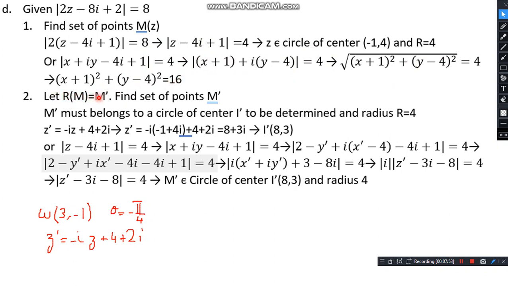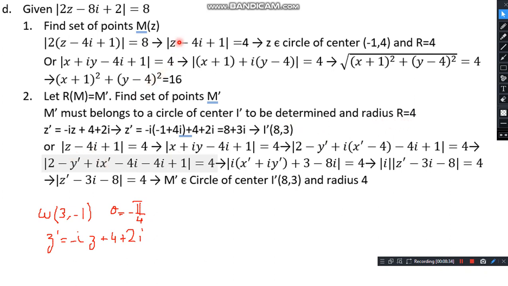D2: let R(M) equal M prime. Find the set of points M prime. Okay, so here before we have M, z belongs to a circle of center (minus 1, 4) and radius equal to 4. So the rotation of a circle is a circle, so you must have the same radius, which is 4. Now I want to find the image of (minus 1, 4). I have from before, in part a, z prime equals minus iz plus 4 plus 2i. So I replace z by the center, minus 1 plus 4i, so you have the new center. So M prime will belong to a circle of center (8, 3) and radius equal to 4.